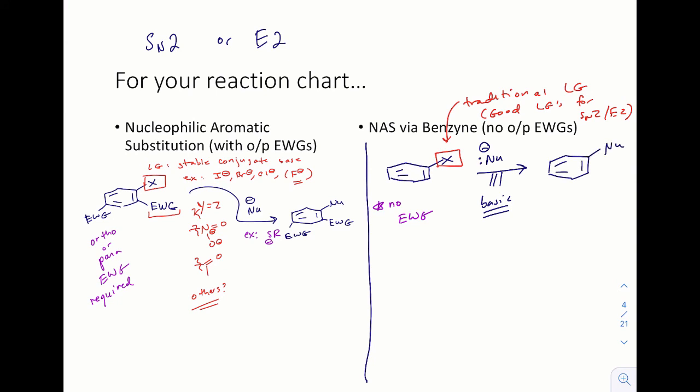And you see a substitution like this, but you know it cannot be NAS because there are no electron withdrawing groups on that ring. So it might be benzyne when it cannot be NAS. And so this might even confuse things, calling it NAS via benzyne. Let's just call it substitution via benzyne.